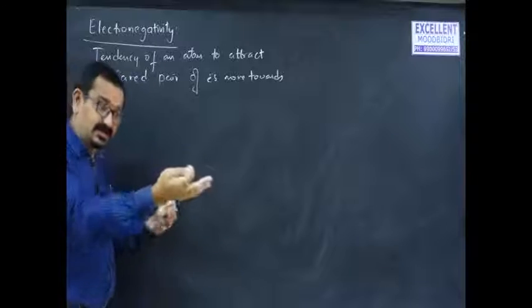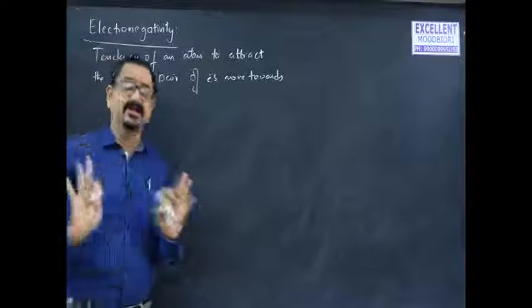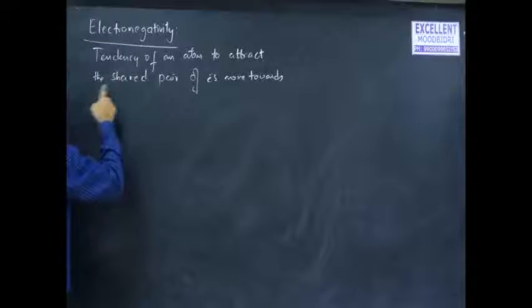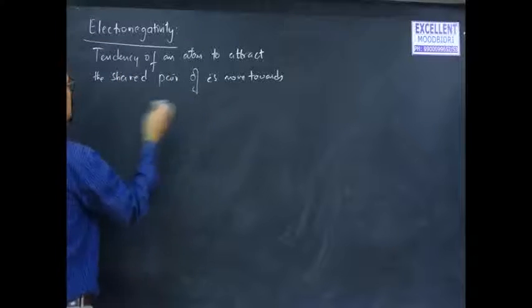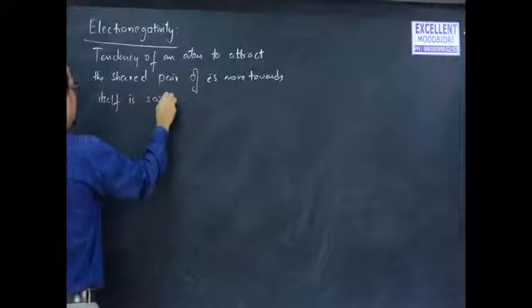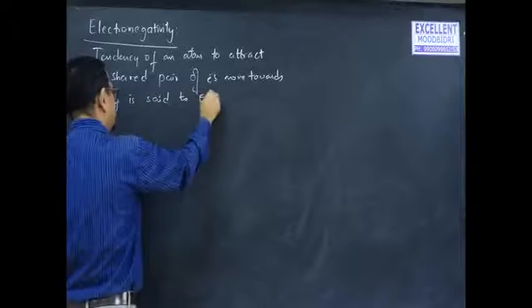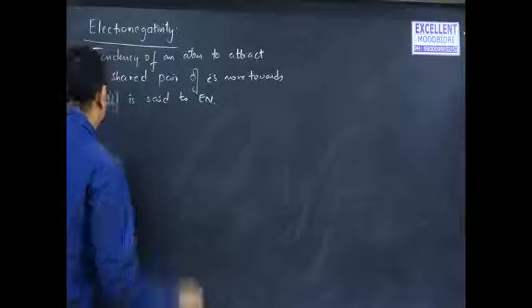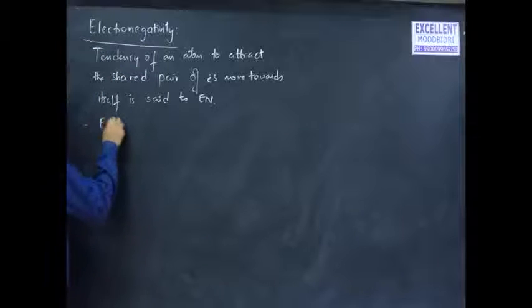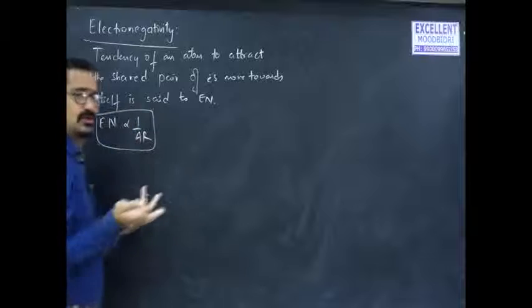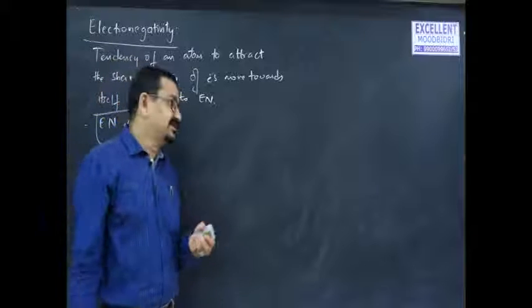The shared electrons are more attracted, not gained. There is no gaining phenomenon here. The tendency of an atom to attract the shared pair of electrons more towards itself is said to be electronegativity, right. Now, usually electronegativity is inversely proportional to atomic radius. Smaller the size, more is the nuclear influence, obviously.